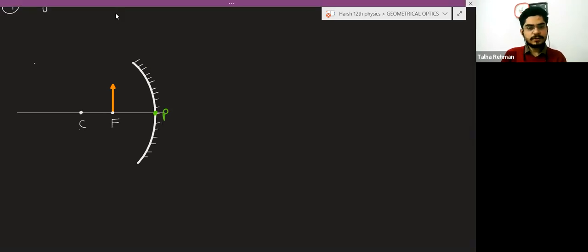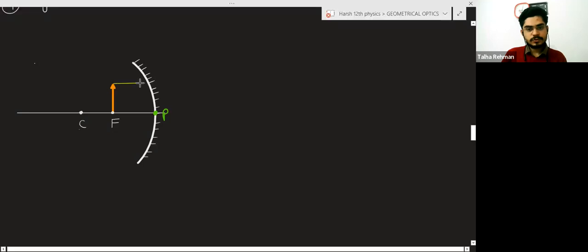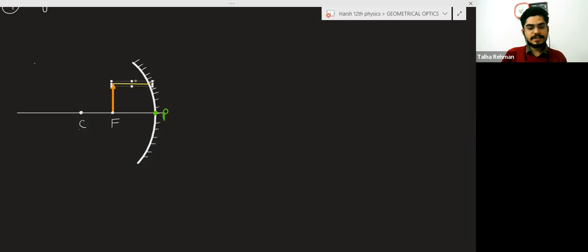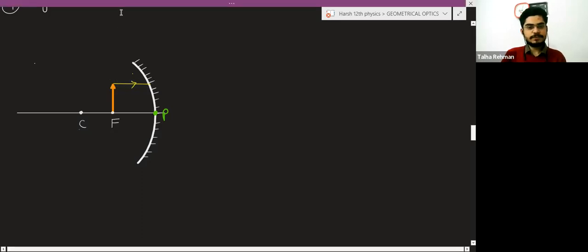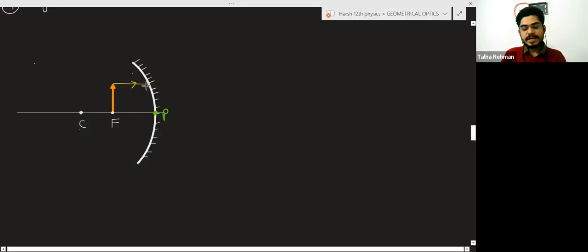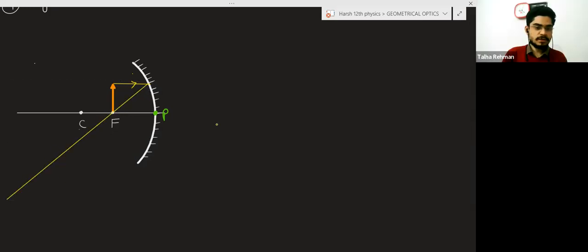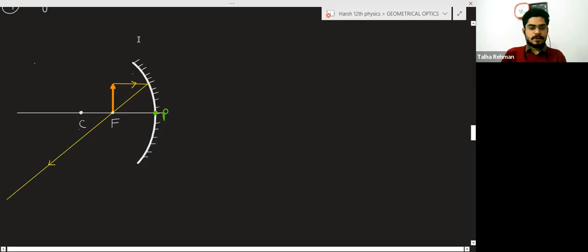First ray of light from the object, suppose like this. As this ray of light is parallel to the principal axis, after reflection it will pass from the focus.